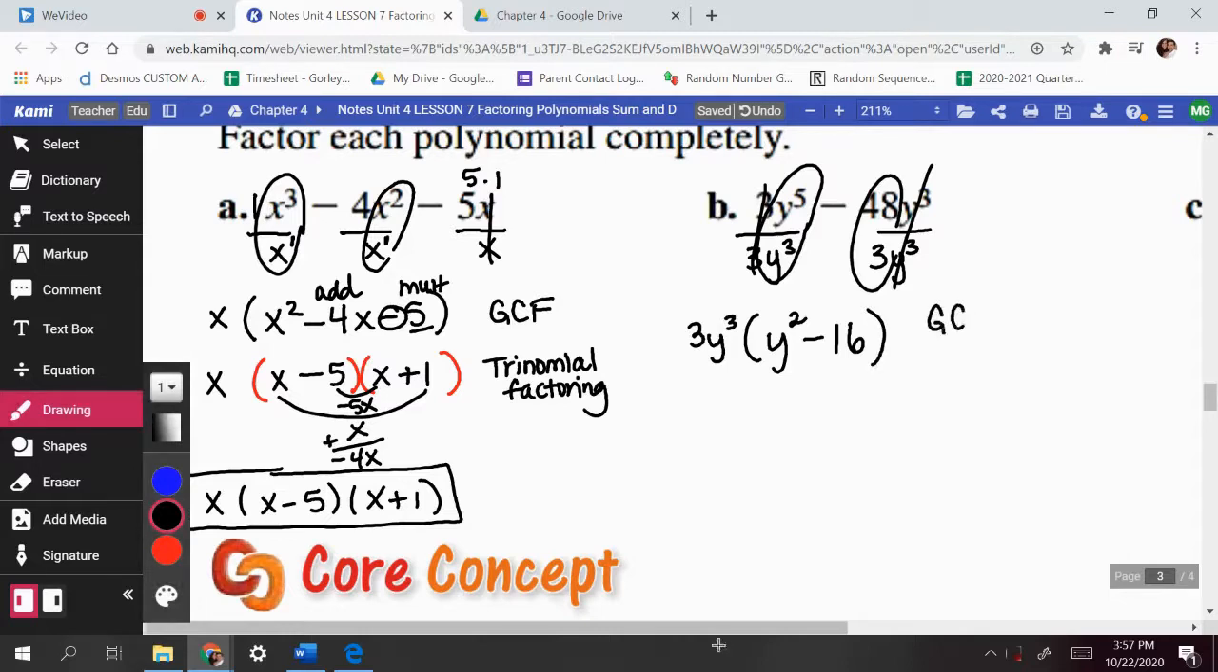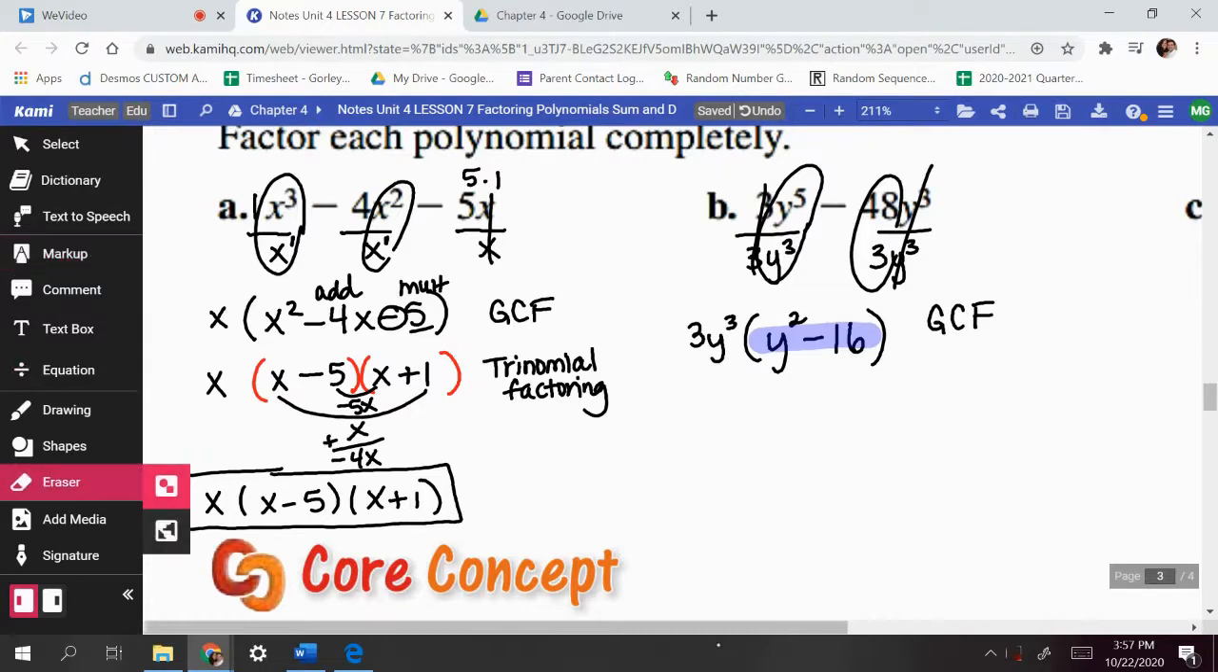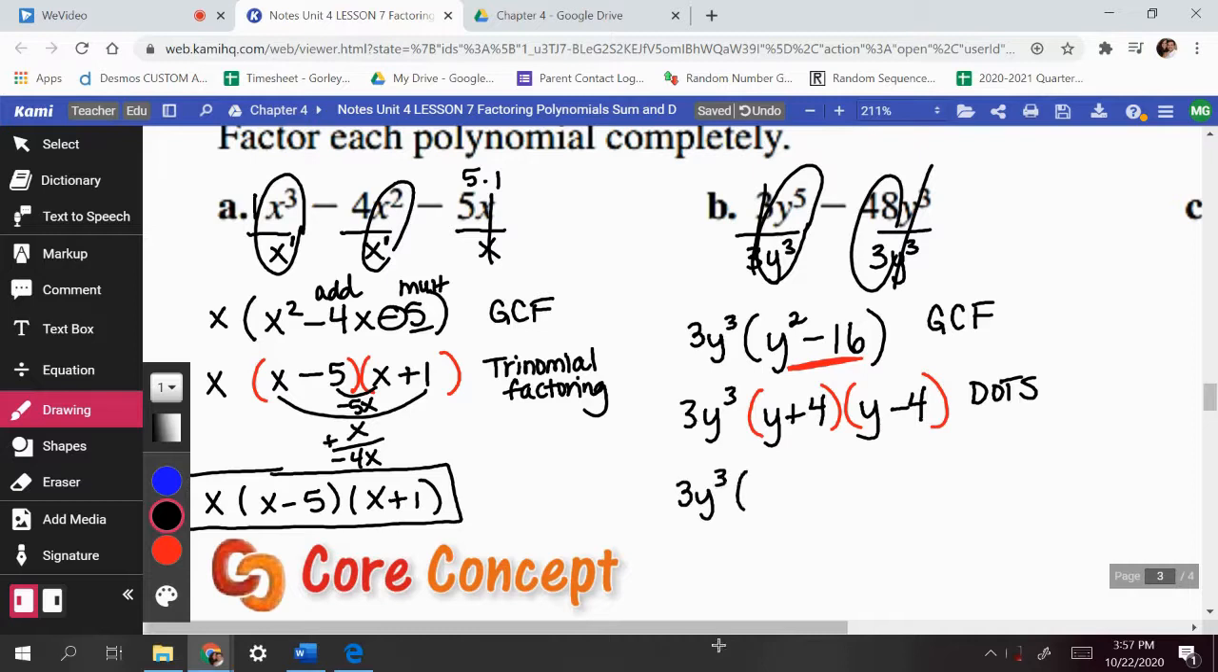Okay, so I got that from doing GCF factoring. Now I have to look inside the parentheses here and ask myself, is there anything else I can do? Yes, there is. This is a difference of 2 squares, right? So I'm going to keep my GCF out front, but then I'm going to factor this using difference of 2 squares. So what's y squared a perfect square of? Y. What's 16 a perfect square of? 4. So I'll have a plus b, a minus b. Okay, and again, this was a difference of 2 squares that allowed us to factor it like that. So we get 3y cubed times y plus 4, y minus 4.